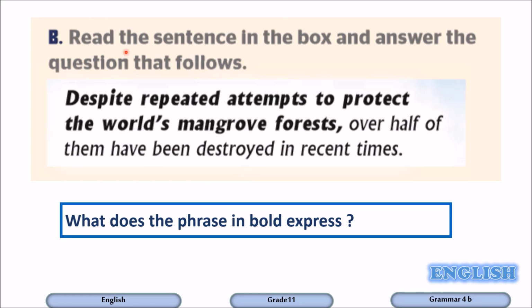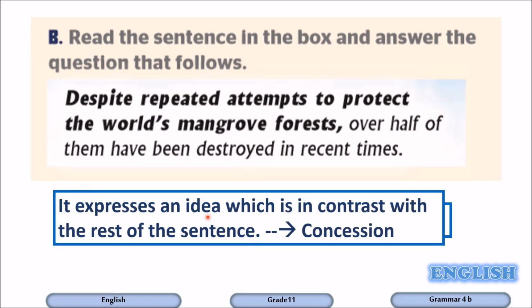All right, now let's read the sentence in the box and answer the question that follows. Despite repeated attempts to protect the world's mangrove forests, over half of them have been destroyed in recent times. What does the phrase in bold express? So this is the phrase, despite repeated attempts to protect the world's mangrove forests. So what do you think? It expresses an idea which is in contrast with the rest of the sentence, which is opposite. And we call this concession.